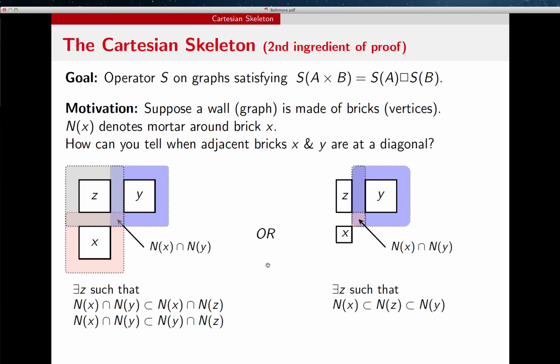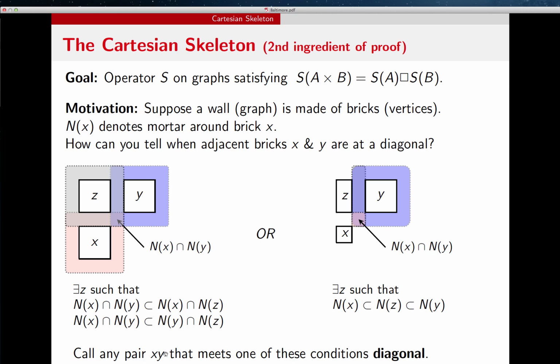But this being a discrete world, it could be that N(x) intersect N(y) maybe consists of like one vertex, like one molecule of mortar. And in that case, you can't have these properties, but you could still have x and y at a diagonal. And for such a situation, they're at a diagonal if and only if you can find a third vertex or brick z with the property that the neighborhood of x is.